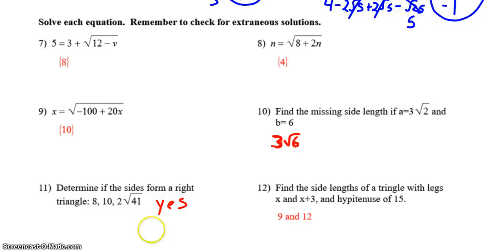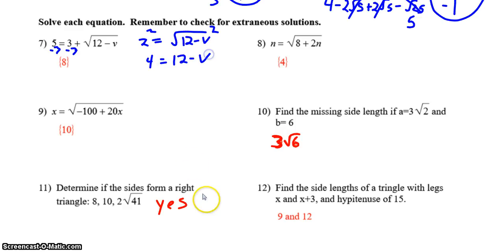So in 7, I'm going to subtract 3, and this is going to become 2 equals the square root of 12 minus v. To get rid of the radical, you square both sides. So this becomes 4 equals 12 minus v. And then you would subtract 12 from the other side. And this would give you negative 8 equals negative v. So 8 equals v.